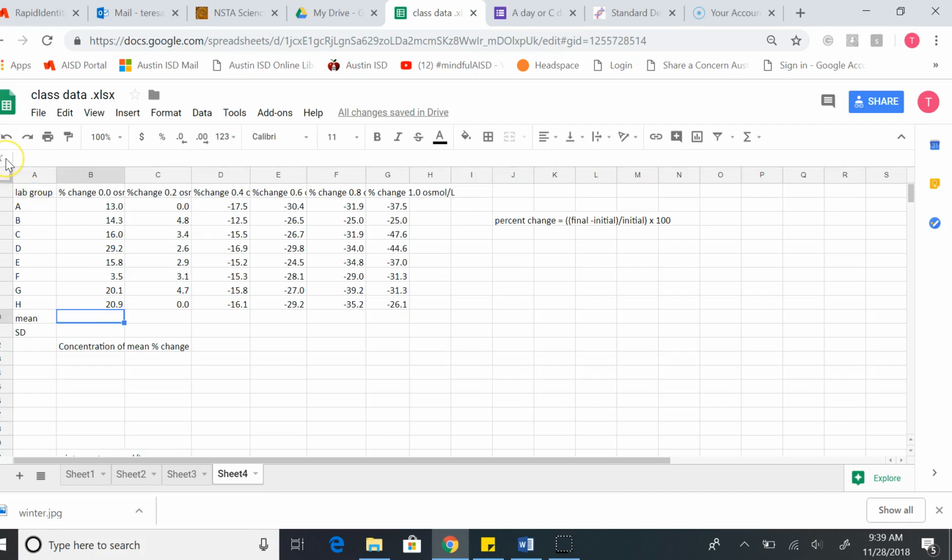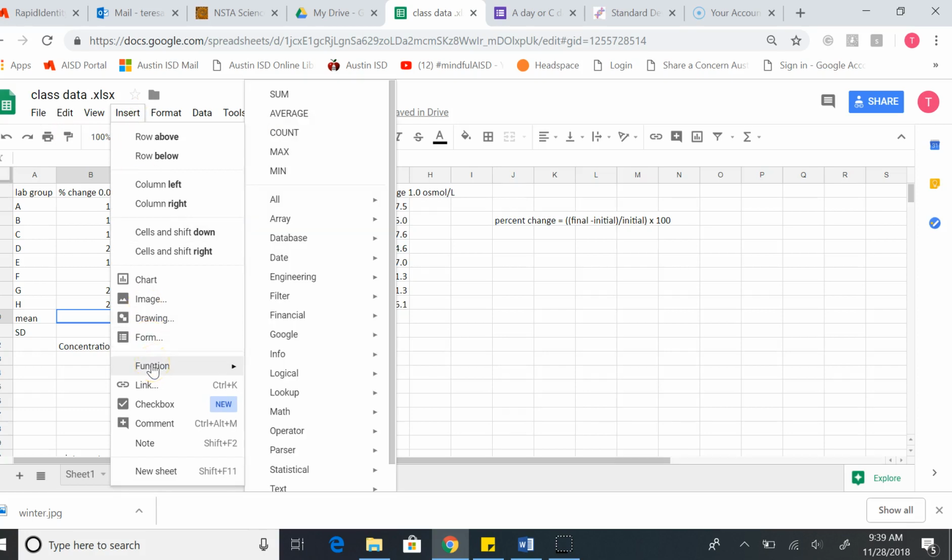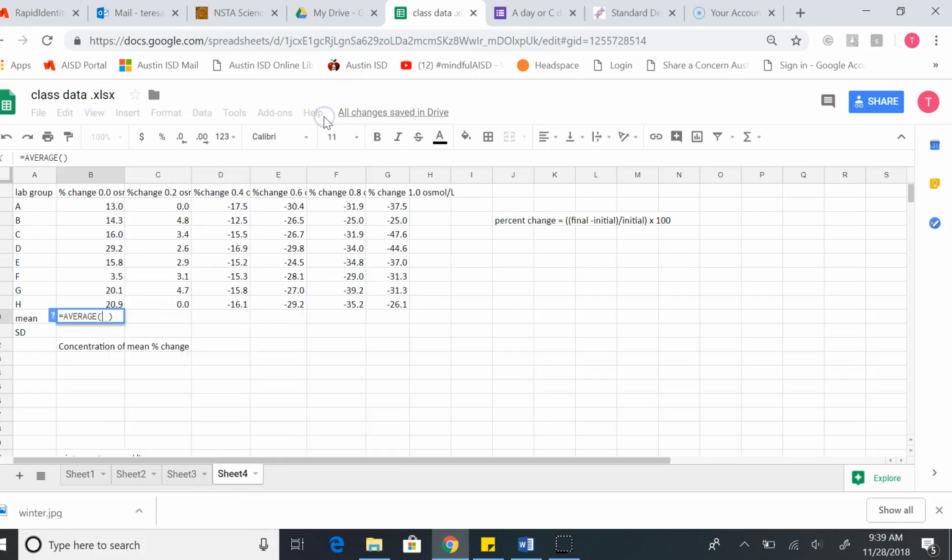You can click over here in the corner. There's this FX, that's insert function. You can also come up here to insert and then go down to function. An average comes up, so you can just click on that average and see how it gives you an option of what you want it to average. So I'm going to select the data that I want it to average for me and then just hit enter. And it calculates average for me.